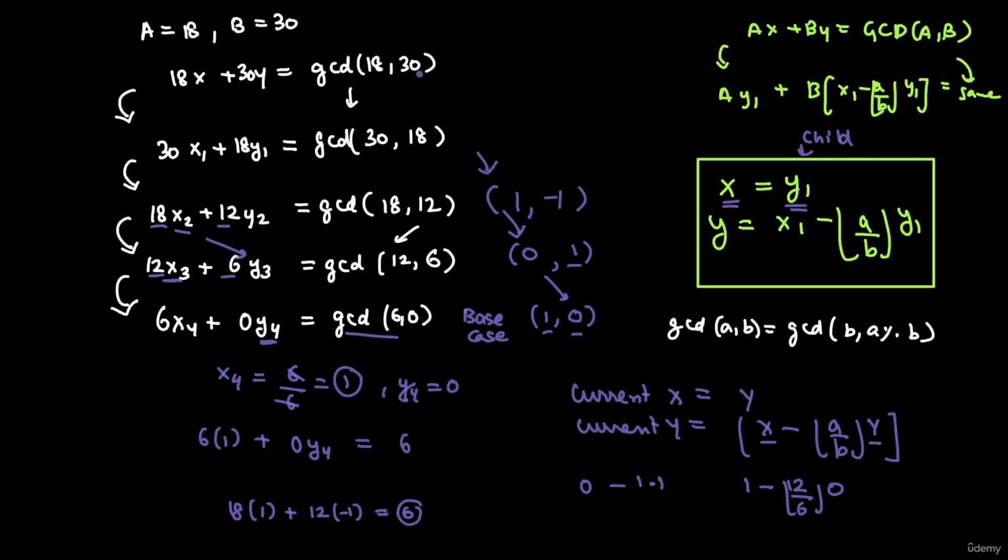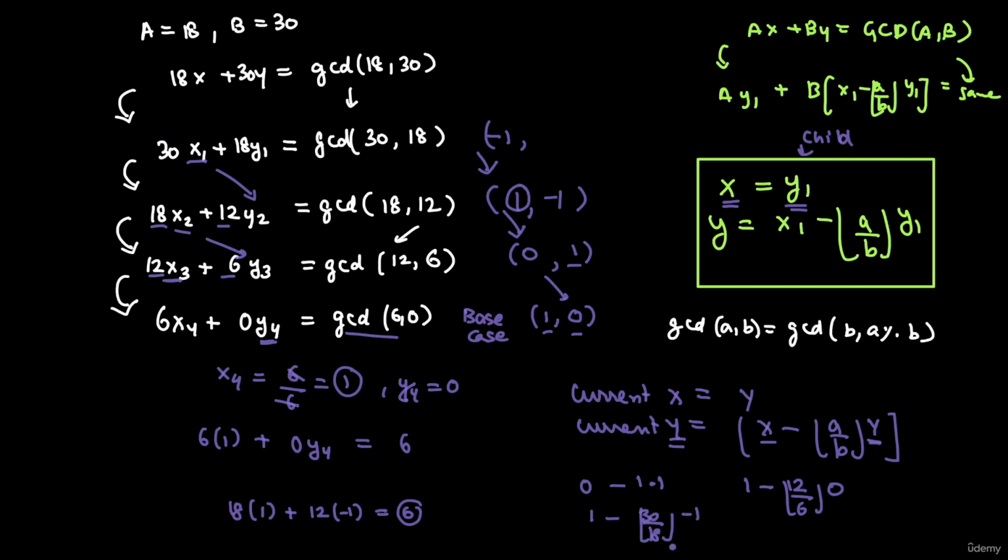Now let's come to this equation. So now this x1 would be nothing but equal to this y2, that is equal to minus 1. And how to calculate the value of y? So it is nothing but x minus, so x is what? 1. So 1 minus a by b, that is 30 upon 18. Okay, that is again 1, multiplied with y. So what is y? That is minus 1.